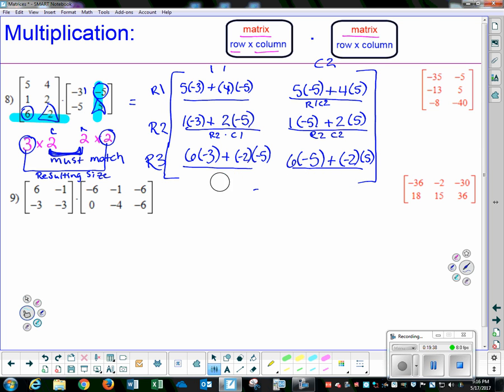Make sense? It's a little bit like what? Patting your head and rubbing your tummy, I always feel.